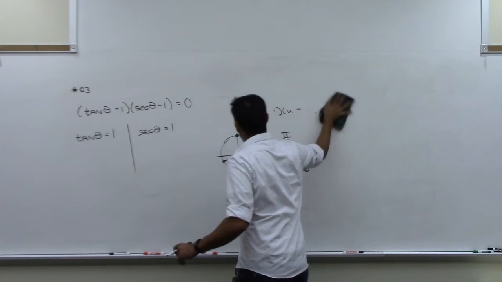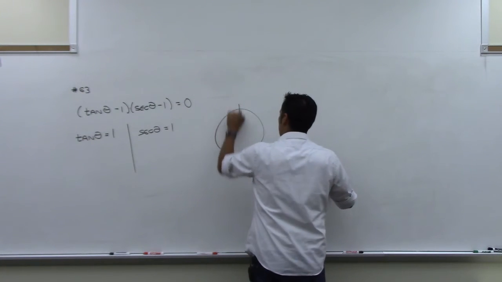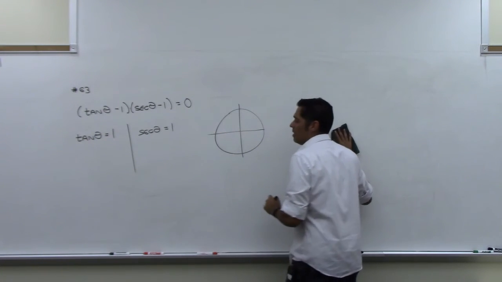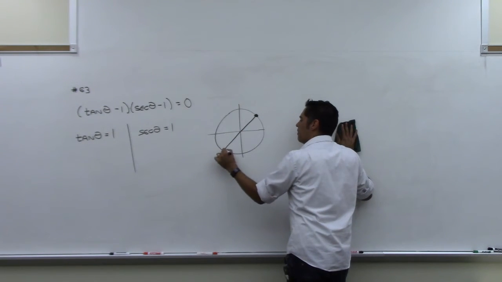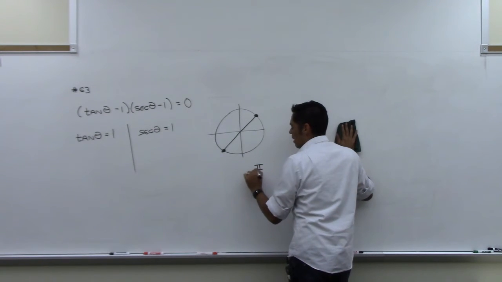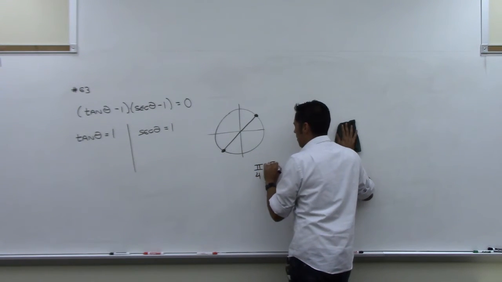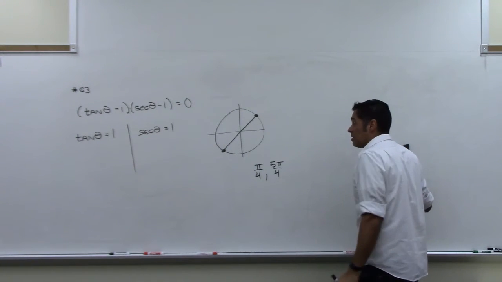Okay, so now what we're doing is we're saying where's tangent theta 1? So where on the unit circle is the y coordinate divided by the x coordinate 1? We've done this before. That happens here. It happens here. Since I'm only looking between 0 and 2 pi, I know that's pi over 4, 5 pi over 4. Those are the two angles corresponding to those two points.